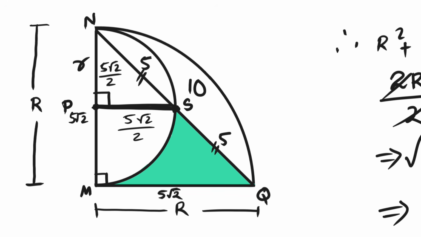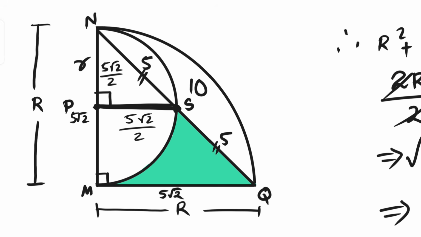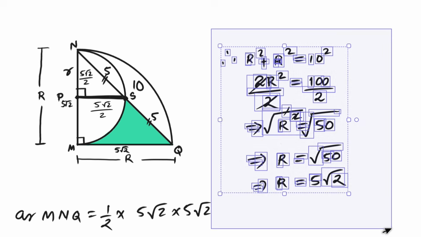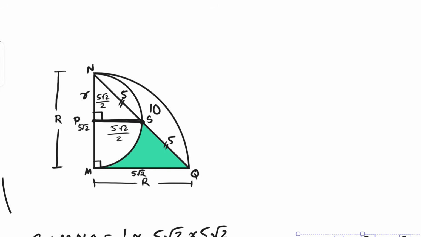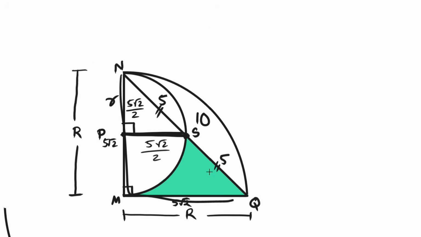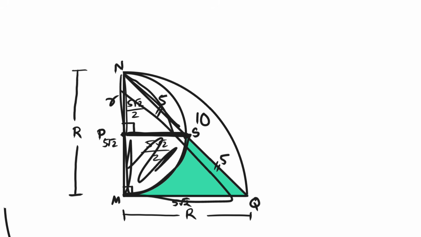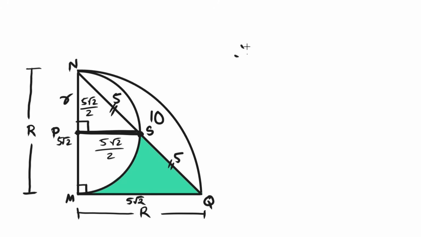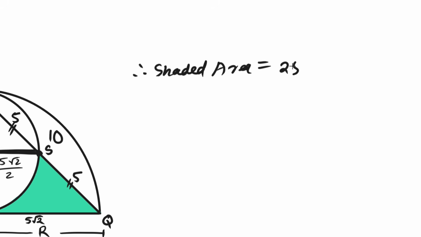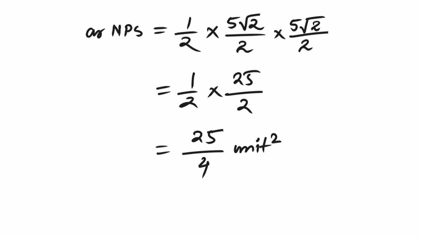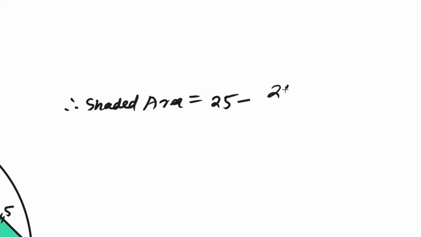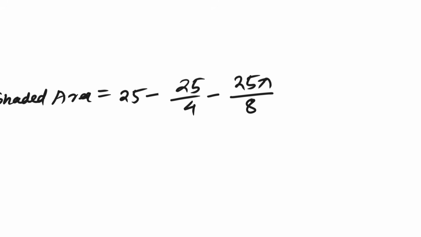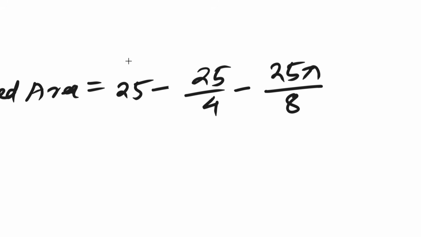Now we have all three areas we need. So let's put everything together. The shaded region is the area of the large triangle minus the area of the smaller triangle minus the area of the smaller quarter circle. In other words, the shaded area equals 25 minus 25 divided by 4 minus 25 pi divided by 8. Now we need to simplify this expression.